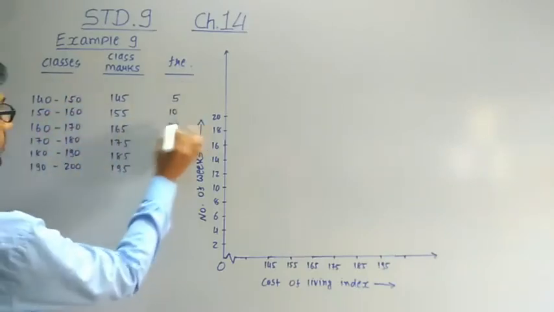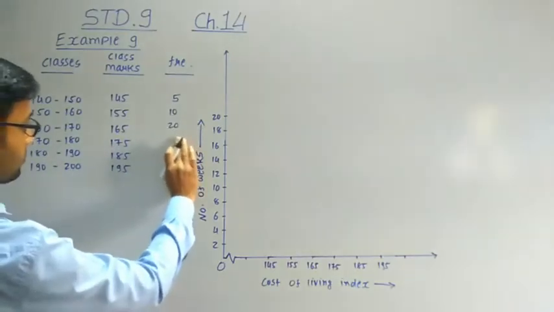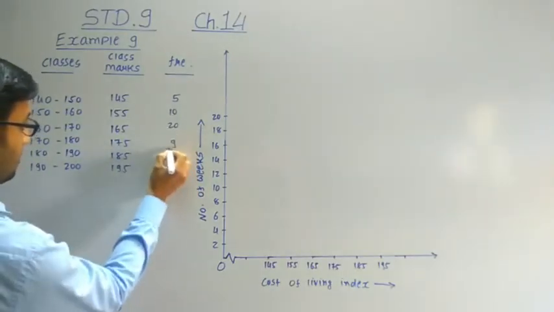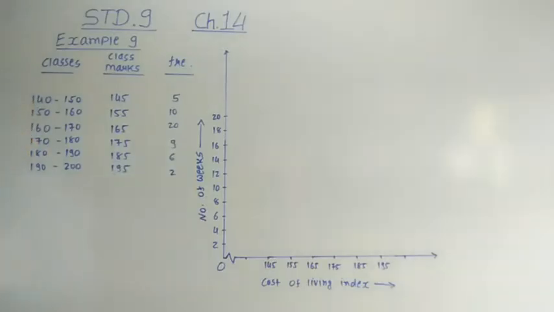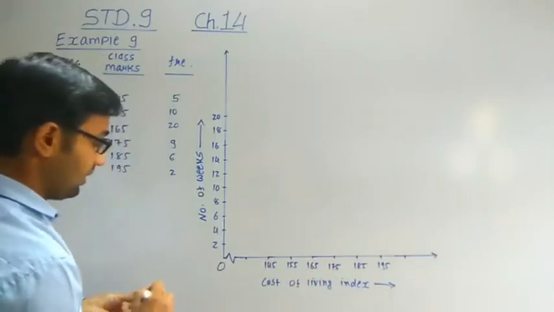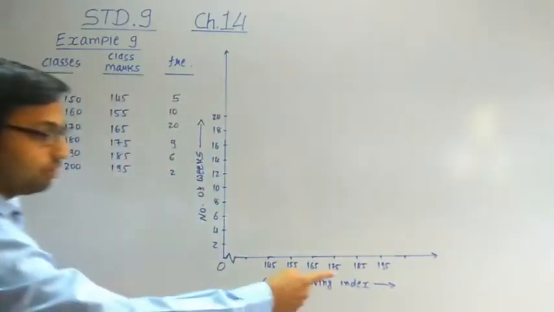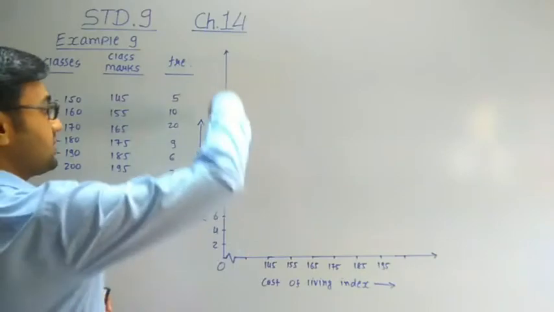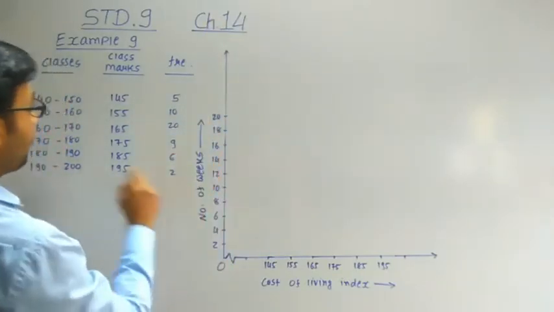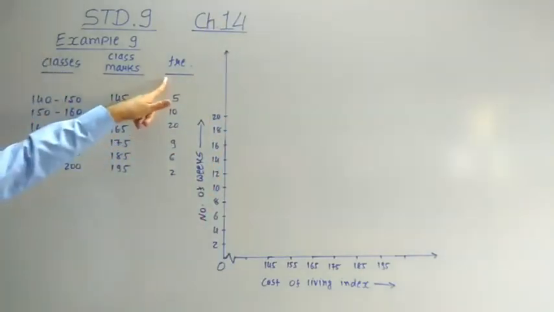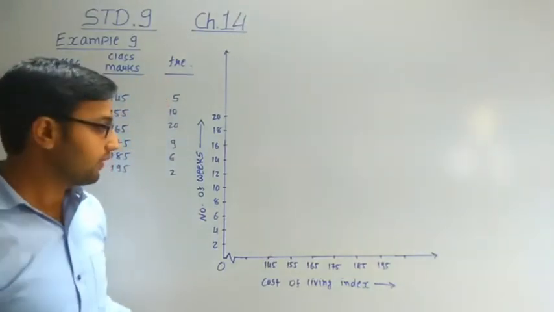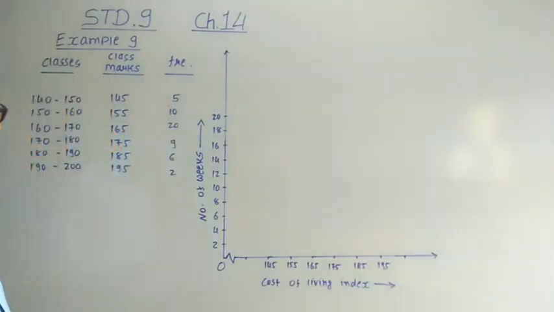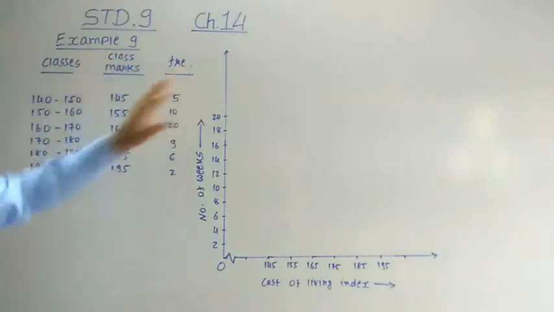And here now there are frequencies according to these values, right? Here it is 9, here 6 and here 2, right? Okay, now here we have drawn a graph. On the horizontal axis we have taken the cost of living index for our classes. And on this vertical axis we have taken the number of weeks, right? And that is what? Our frequency. Number of weeks means the frequency. Now we have to put down the values, this class mark and frequency.